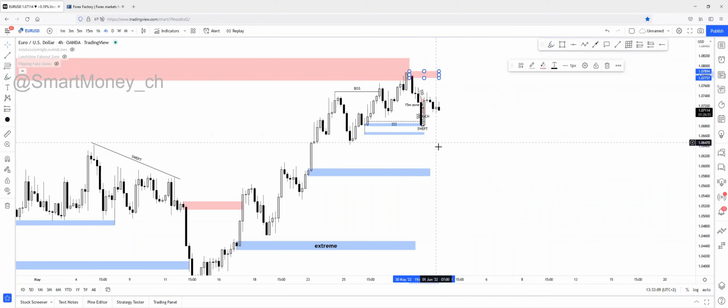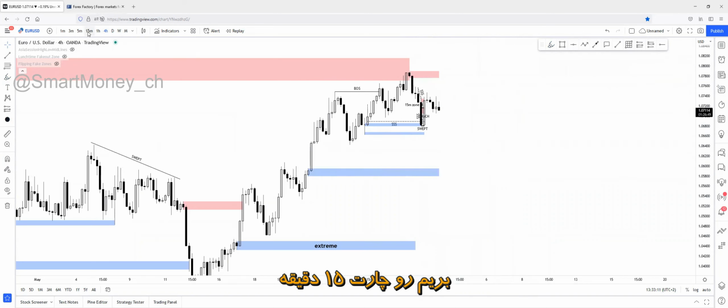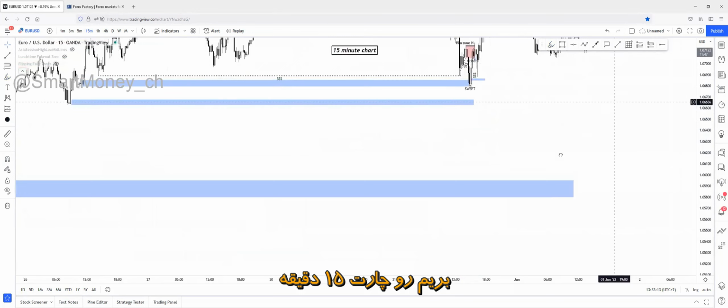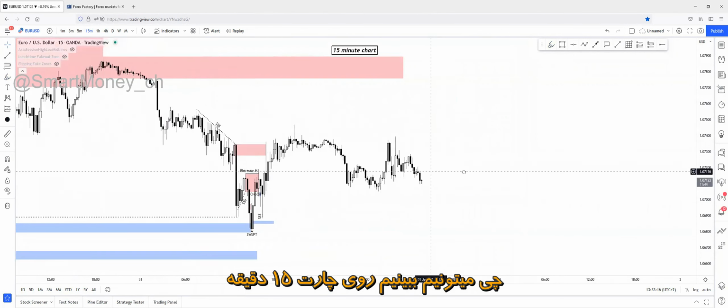Let me just fix on these zones. Let me switch to the 15-minute chart and take a look at the 15-minute chart. What can we see on the 15-minute chart?